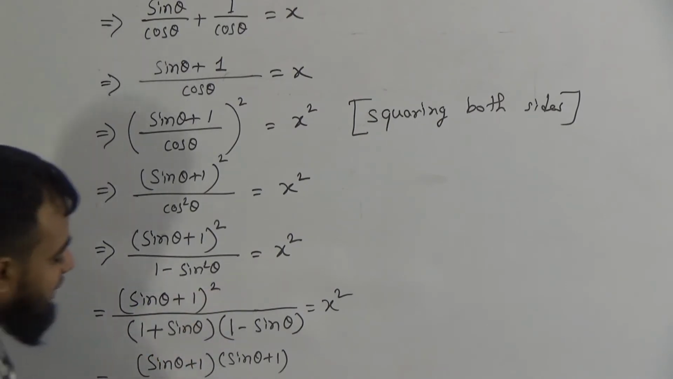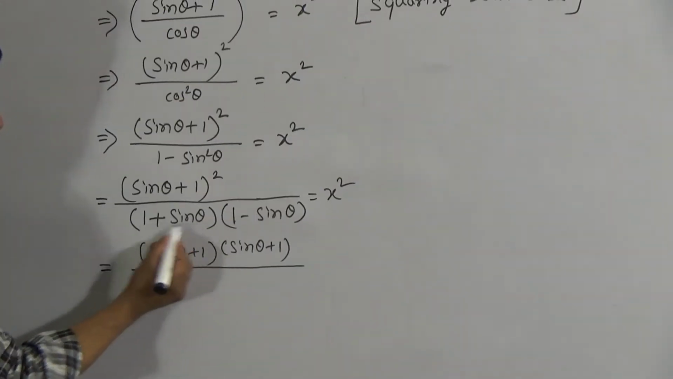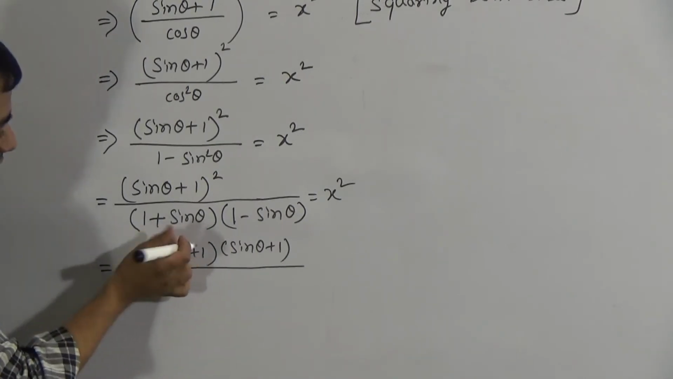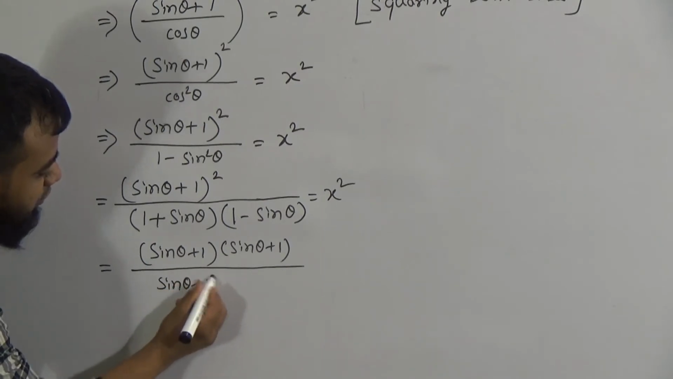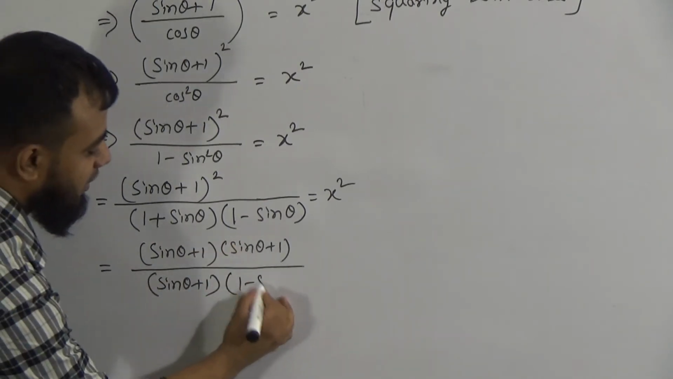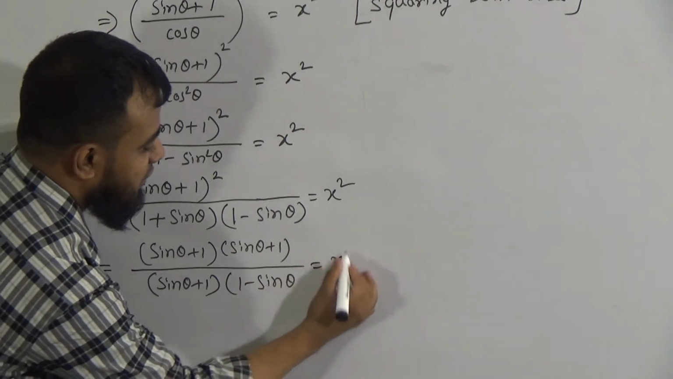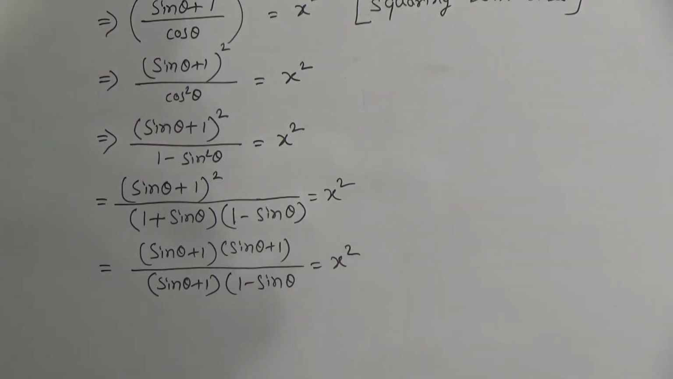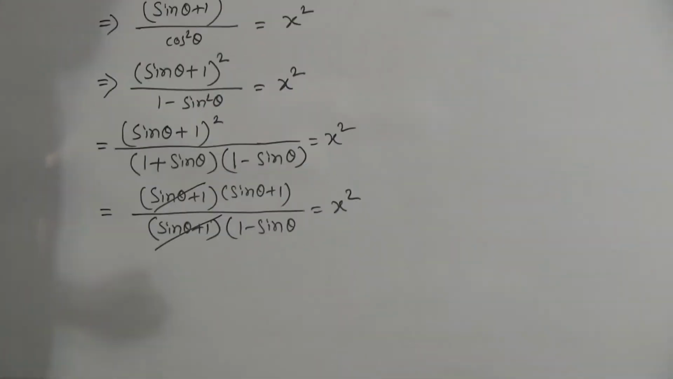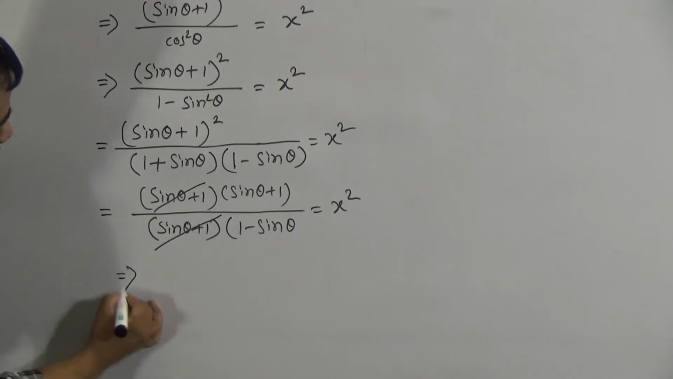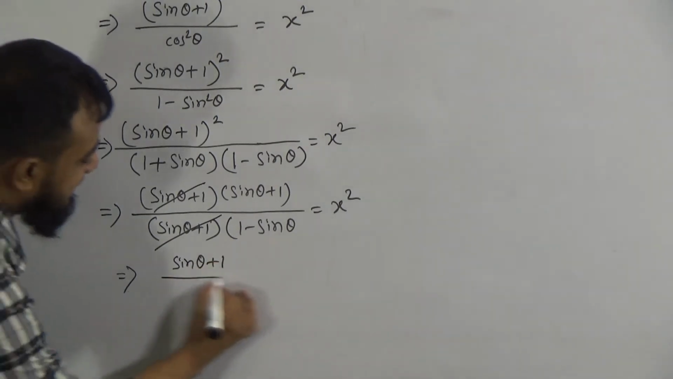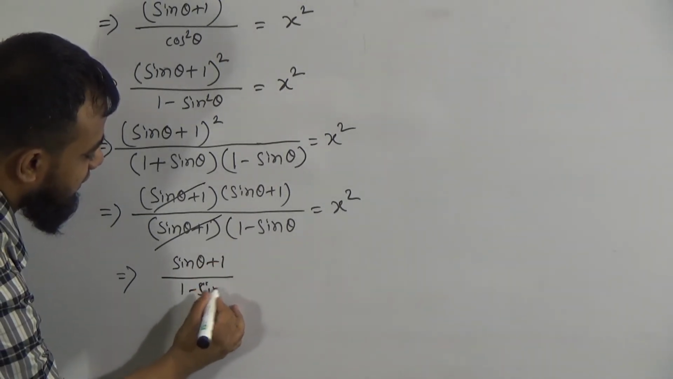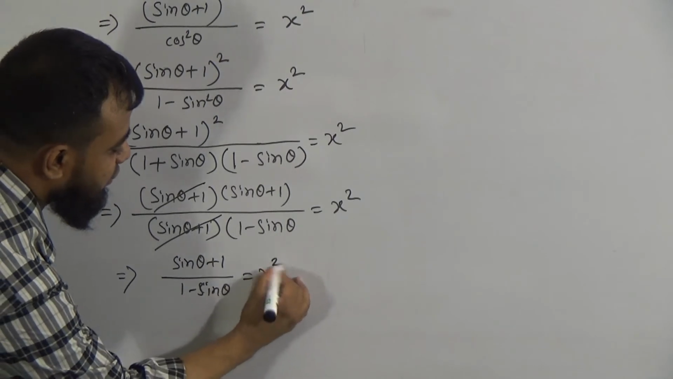Okay, we need to break this down because we have 1 plus sin theta as our denominator. We can arrange this: 1 plus sin theta, we can write down sin theta plus 1, and this is 1 minus sin theta. That's equal to x square in the right side. Now my dear students, we can cut it down. The sin theta plus 1 is in the denominator and numerator, so we can cancel it. Now we get sin theta plus 1 divided by 1 minus sin theta, that's equal to x square.